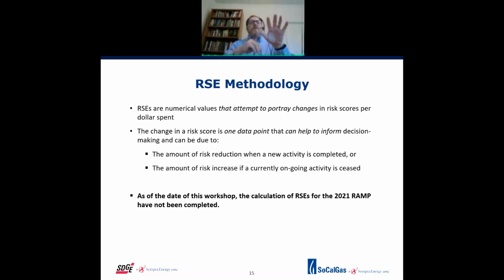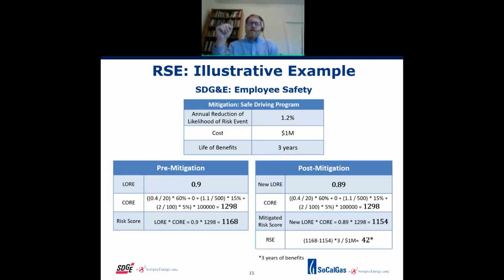More to come. I believe we have another workshop between now and the filing, and I think at that workshop we will have a lot more RSEs and mitigations to talk about. But that's the plan as of right now. Joe, if we could go to the next slide, and I want to walk through an RSE example.